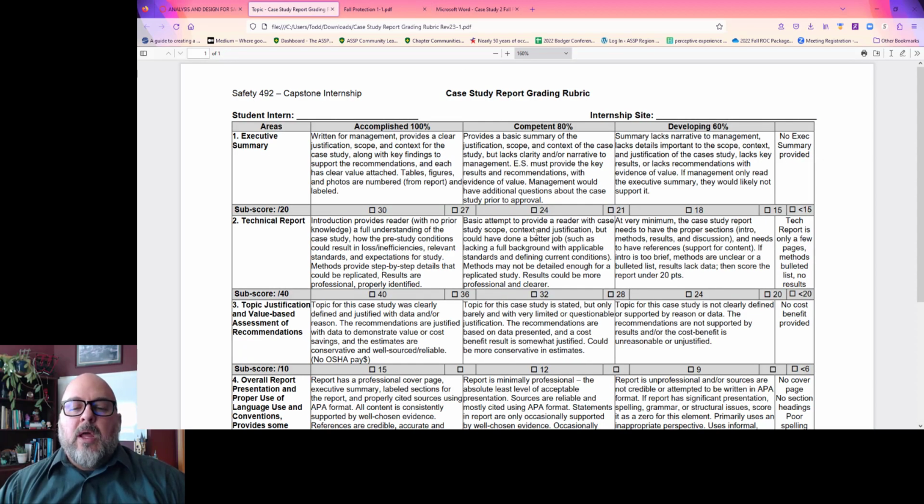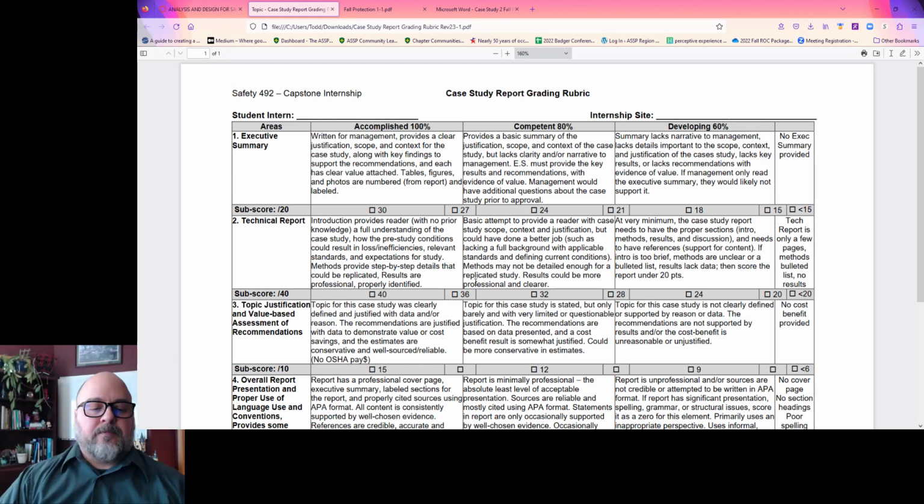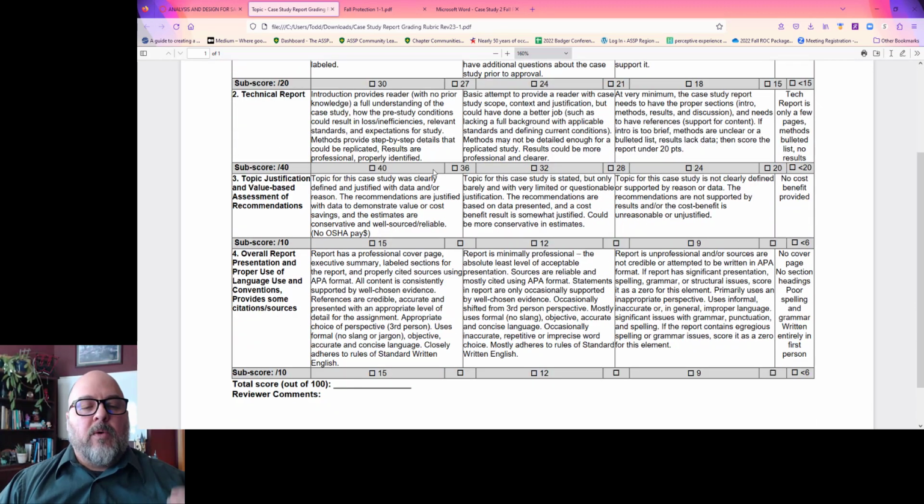Technical report: basic attempt to provide the reader with a case study context, but could have done a better job, such as full background, defining things. Methods may not be detailed enough. Okay, I'm sorry, I can't even go there. I'm gonna go 28 for the technical report. It just wasn't fulfilling what I would want.